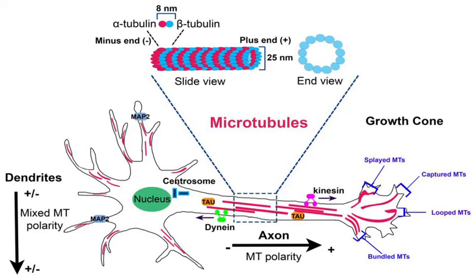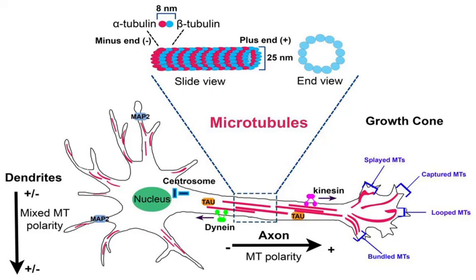terminal. Exactly. Microtubules are like tracks inside the cell. Motor proteins like kinesin and dynein walk along these microtubules to transport cargo, like organelles or vesicles, between the cell body and the axon terminal. This system is super important for neuron function, especially for long neurons that need to move materials over long distances.